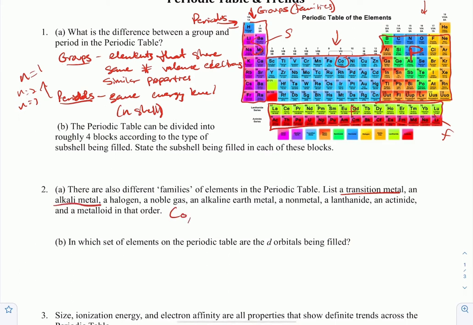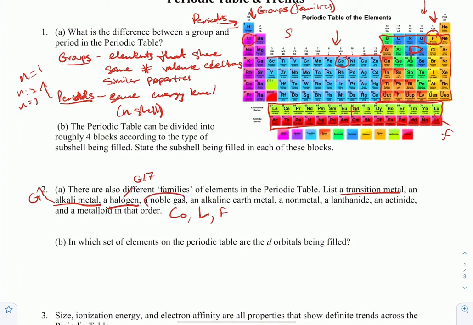Now an alkali metal comes from group 1. So I'll just put G1. And those are group 1 metals, and that can be lithium, sodium, potassium, so I'm just going to put lithium here. Okay, halogens come from group 17 right over here, so I'm going to put group 17. I'm going to put fluorine, okay, it could have been chlorine, bromine, or iodine.